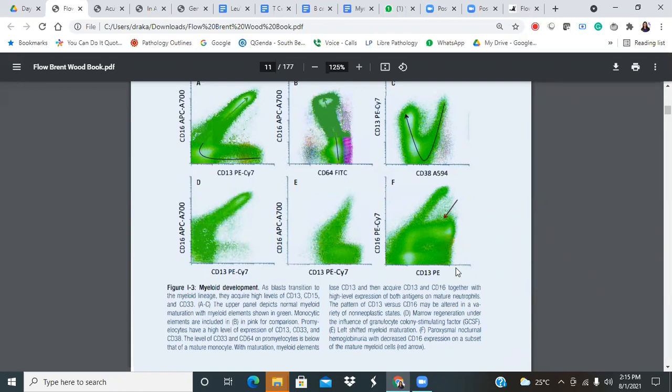Then PNH. PNH is decreased CD16 expression. They are showing this blob that has decreased CD16 expression in a subset of the mature myeloid cells. So we know that they are mature. There is CD13 over there, but there is no CD16 in these ones. So CD16, CD15, and other markers, CD59, CD55, there are other markers that are used for PNH, but for the grant, CD16 is one of them which is used.